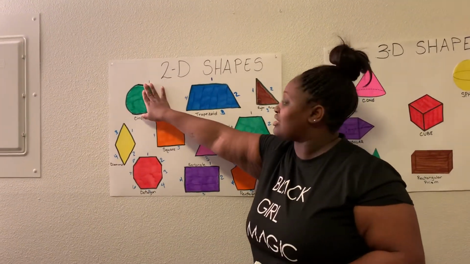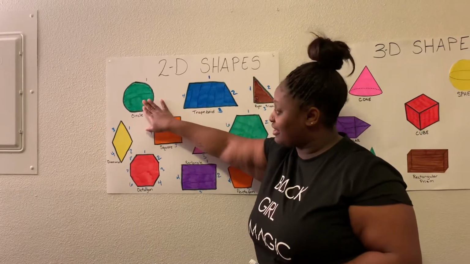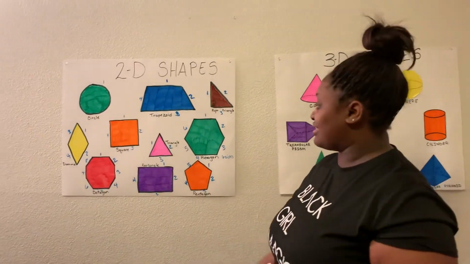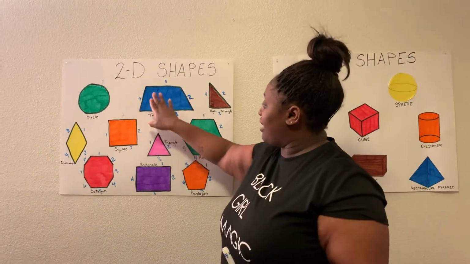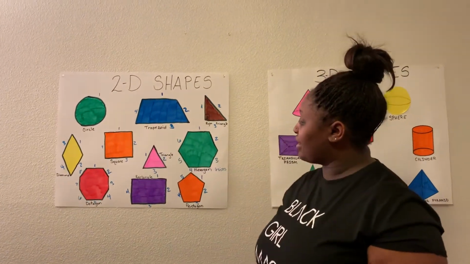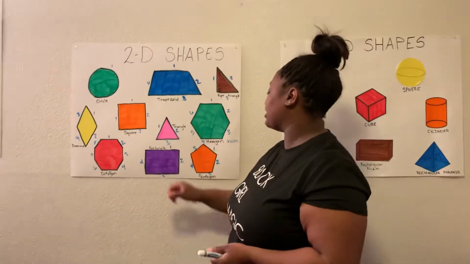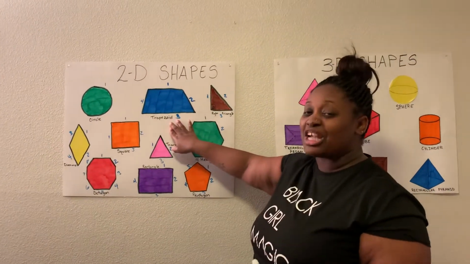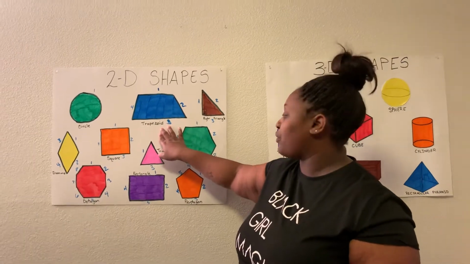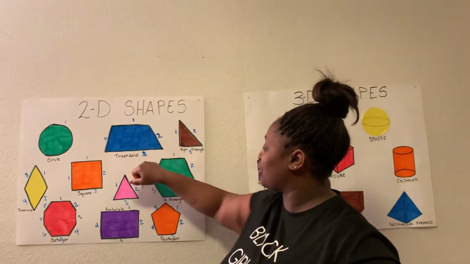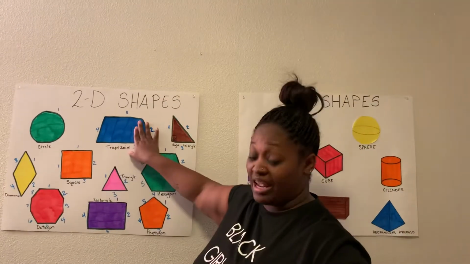The circle is flat and it has one side. Okay, and this next shape, what does this next shape look like? It does kind of look like a rectangle, but this shape is called a trapezoid. Say it with me. Trapezoid. And it's flat as well.